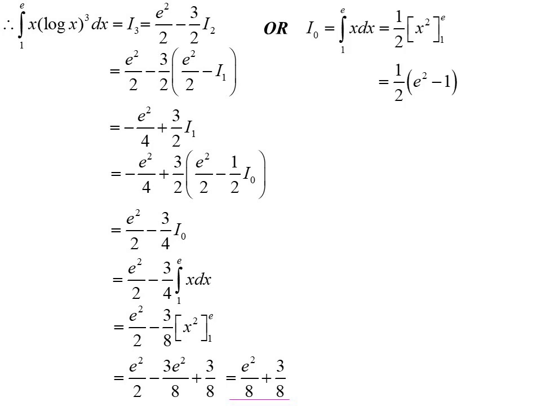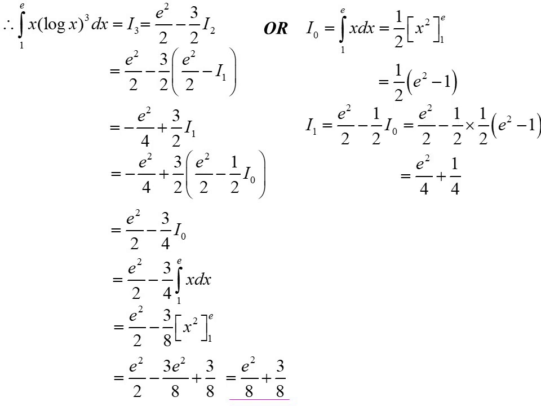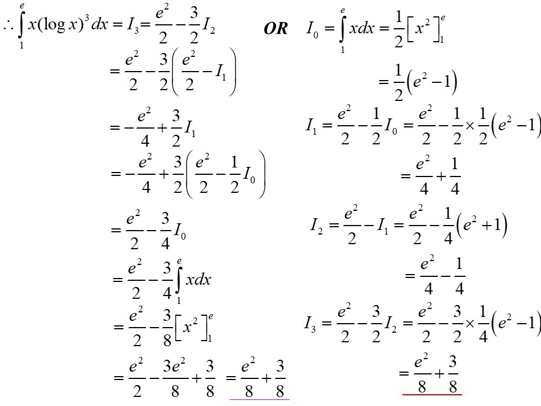Another way of doing it is, instead of reducing it down, to build it up. So you could start with I_0 and go, okay, I_0 works out to be a half of e squared minus 1. Then I build it up. I_1 would be e squared on 2 minus a half of that answer I just got. So it's e squared on 4 plus a quarter. I_2 would then be e squared on 2 minus I_1, the answer that I just got. And then I can get to I_3 by doing that.